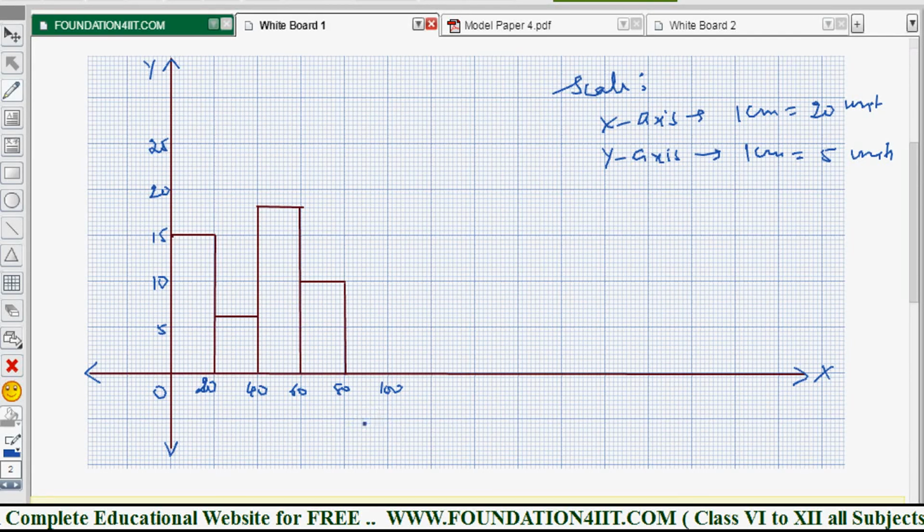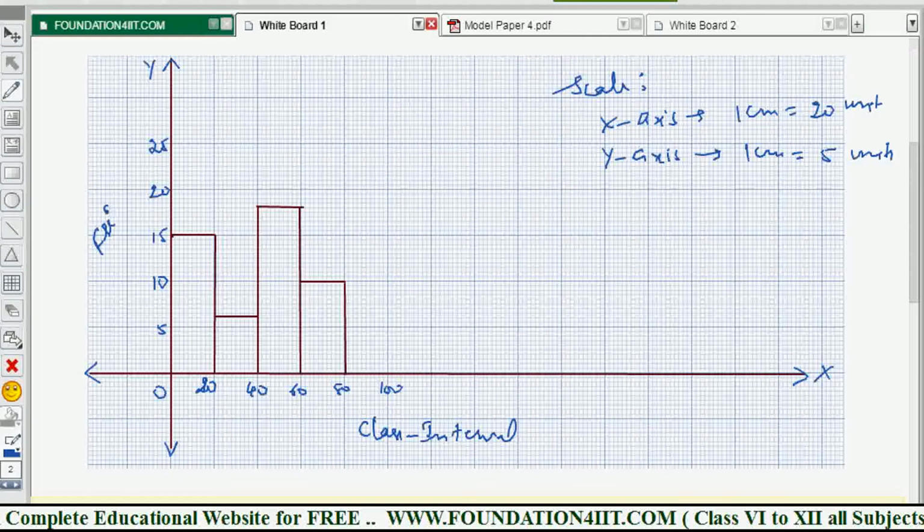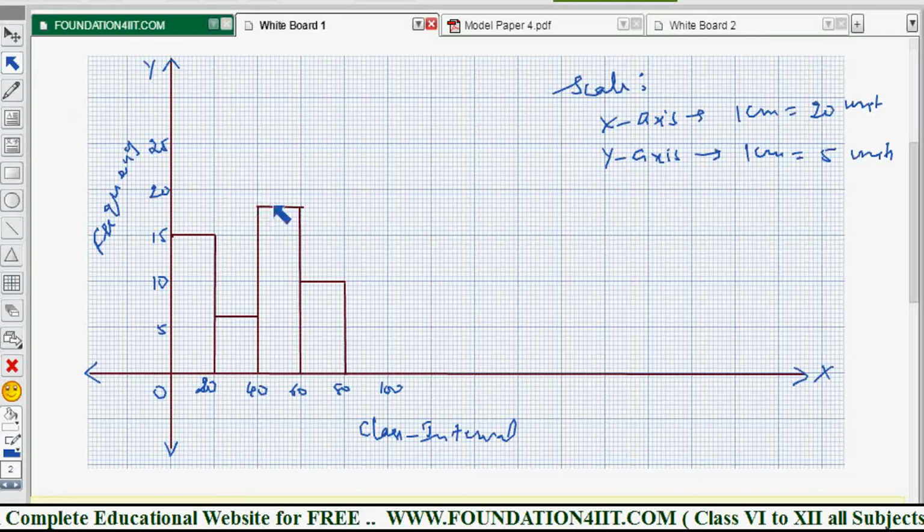Now this is the class interval. The x-axis is the class interval and the y-axis is frequency. Now the important thing is how to construct the mode for this. This is the highest frequency bar. That means this is its lower limit, this is its upper limit. Now this upper limit you should join to the previous class interval's upper limit.